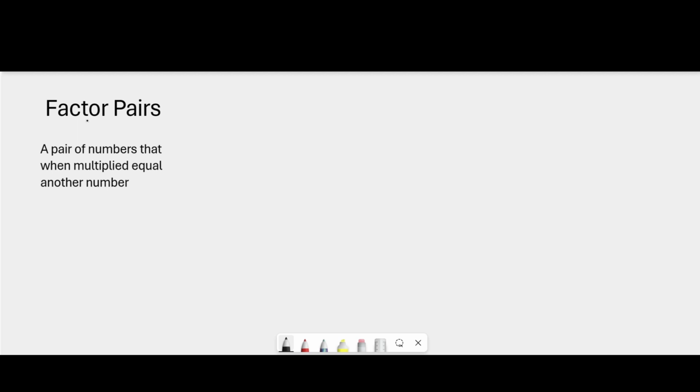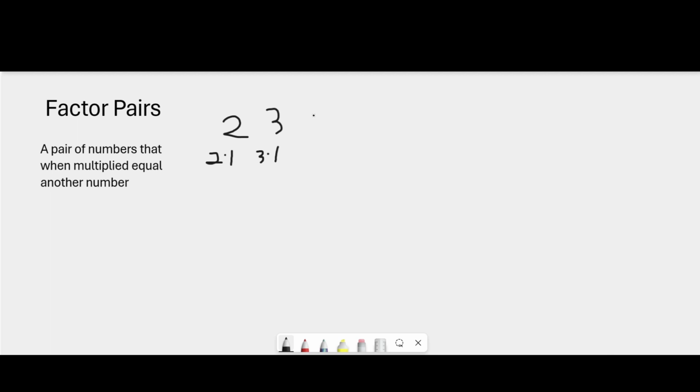So first is a factor pair, which is just a pair of numbers that when multiplied equal another number. And this definition, I mean, it's probably the simplest definition you can get of it, but it might not make that much sense. So if we take the factor pair for 2, well, the only factor pair for 2 is 2 times 1. 3 would be 3 times 1. And you get into this later, these would be prime numbers.